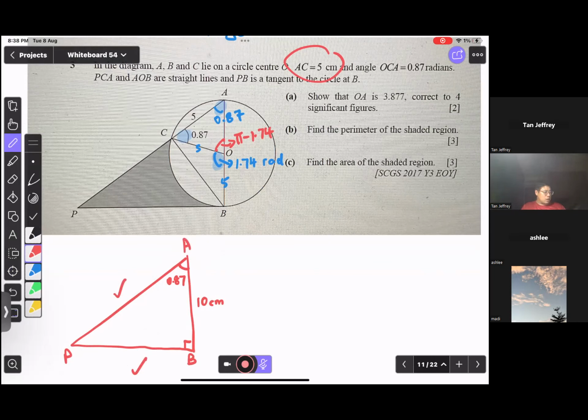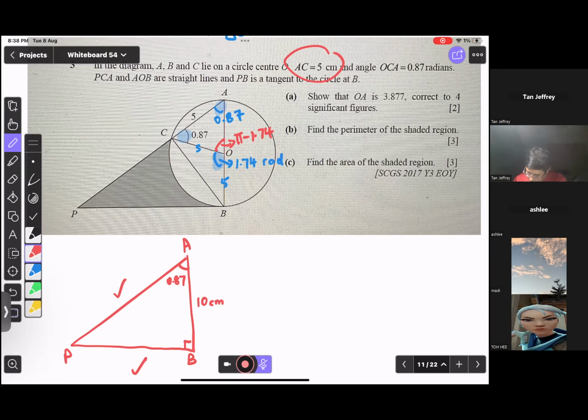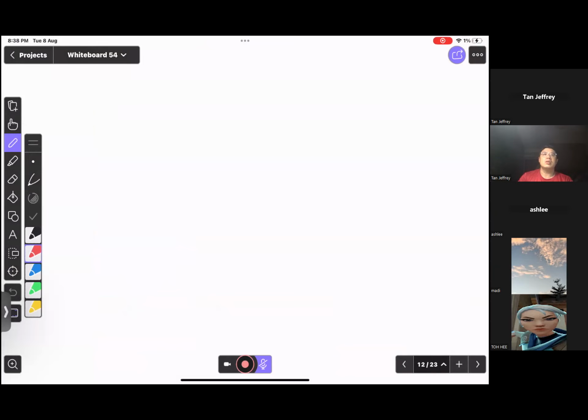Yeah, I said I know how to do already, because at first I didn't know where the 1.74 radius for the COB quadrant came from. Okay, so can do? Very good. All the best to you for this question.